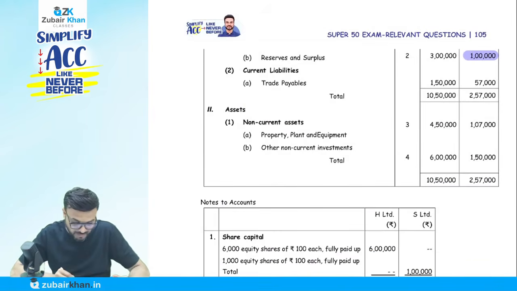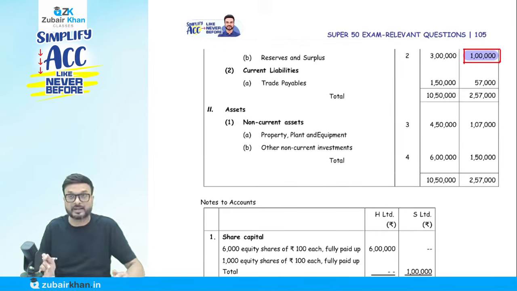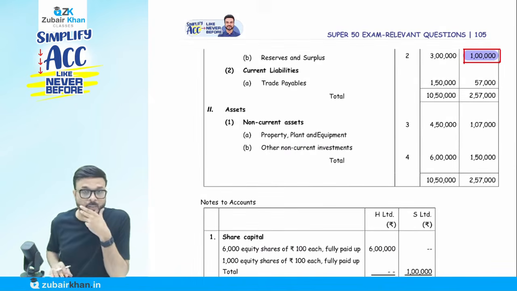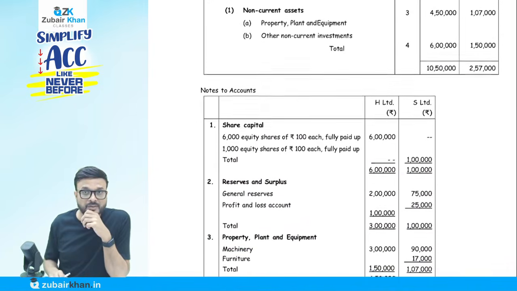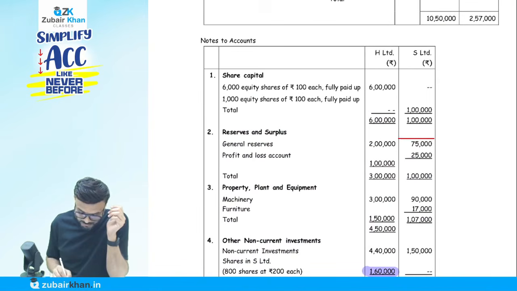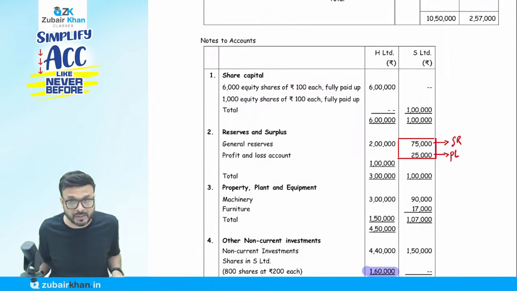So how much is the reserve and surplus of the subsidiary company that day? That is here 1 lakh. Now when I go to this reserve and surplus, notes to account number 2 basically, this is the position that they have at the end of the year: general reserve 75,000 and profit and loss account 25,000. We're talking about the profit of the subsidiary company.